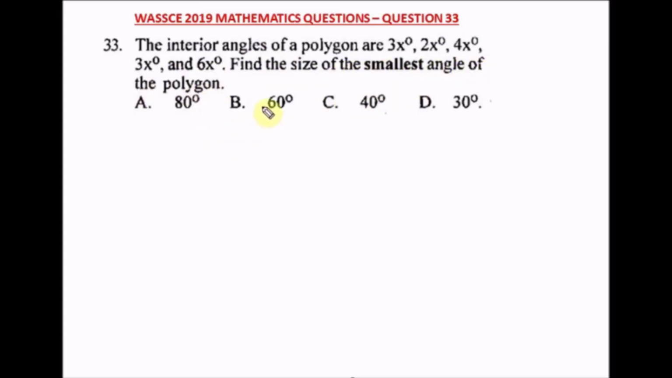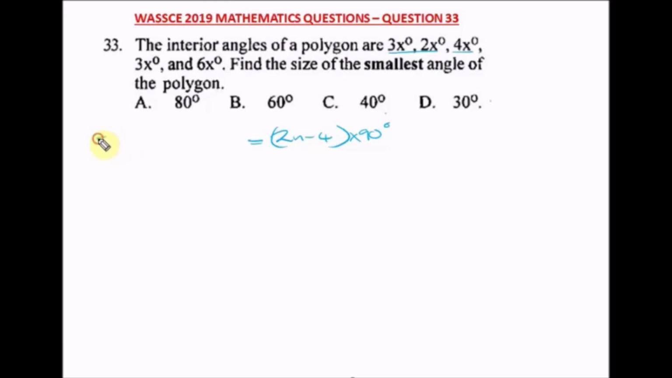Now, what is the sum of the interior angles of a polygon? Okay, the sum of the interior angles of a polygon will be equal to 2n minus 4, bracket, times 90 degrees. All right, so the sum of all interior angles of a polygon is equal to this, and we've been given the interior angles of the polygon as these values here.